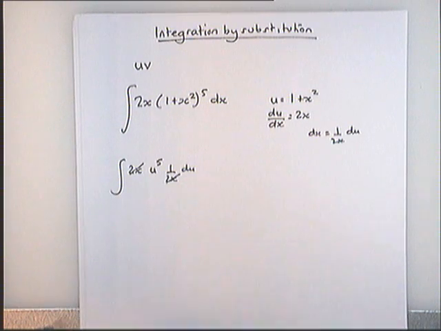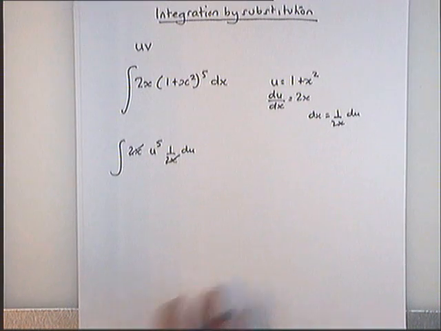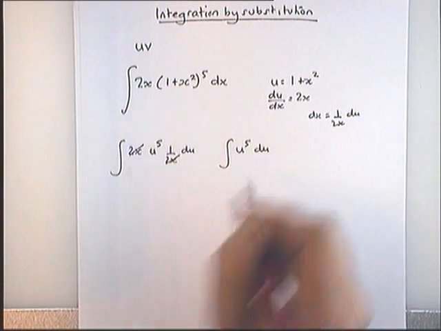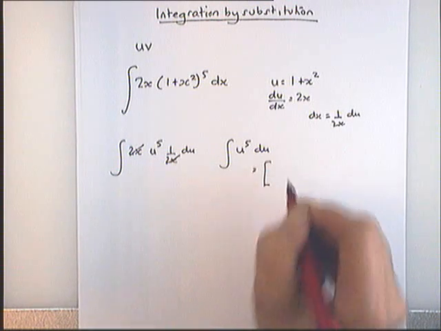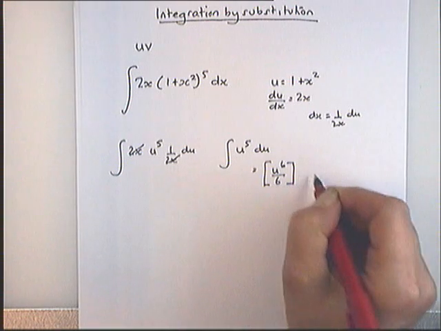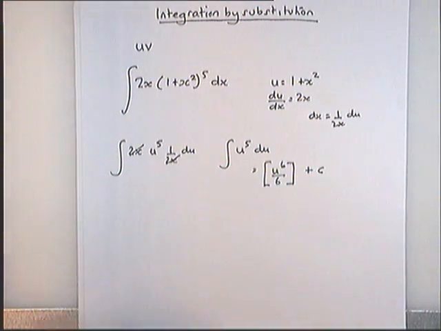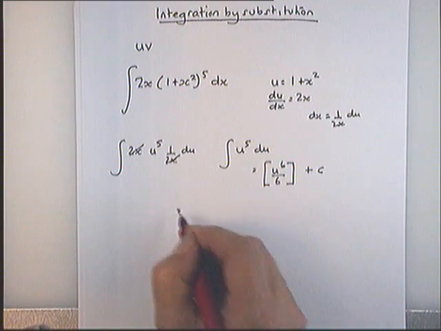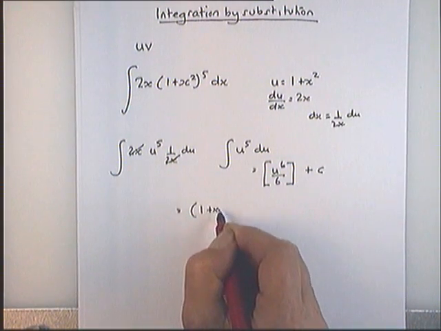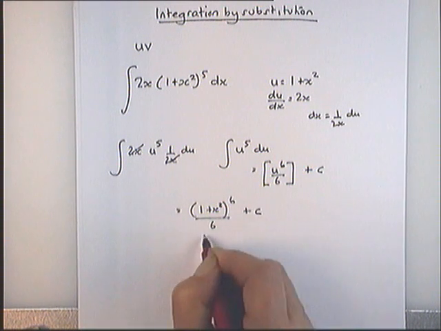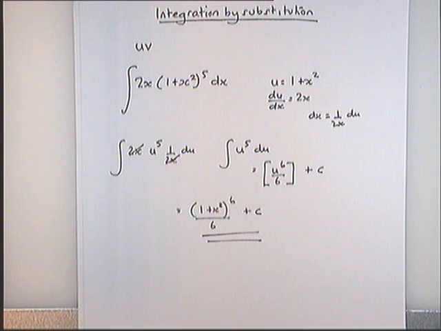The 2x's then cancel, and that is the reason that an integral by substitution works. So we're left with u to the 5 du, which will integrate. Don't forget to use square brackets to show that you've integrated, plus c. What you then need to do is substitute back for u to make it a function in x. So that will be 1 plus x squared all to the power 6 over 6 plus c. And that's the first example of integration by substitution.